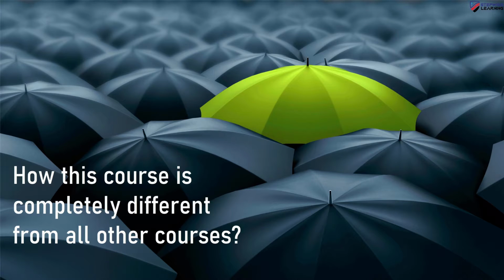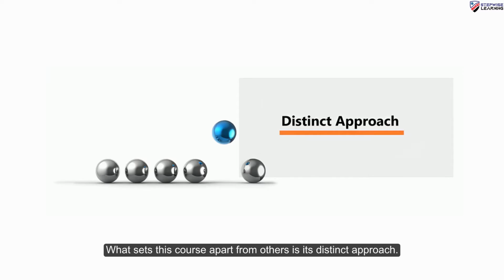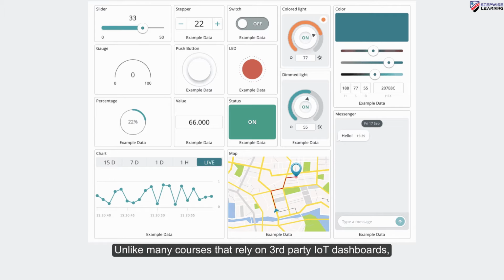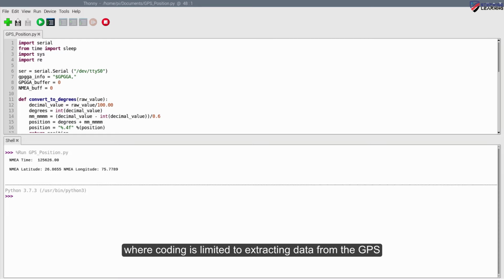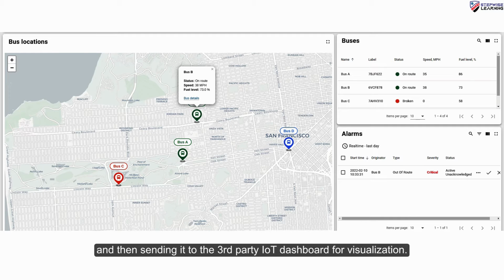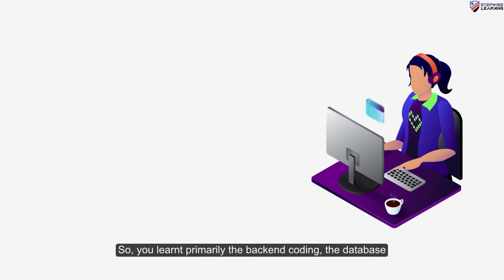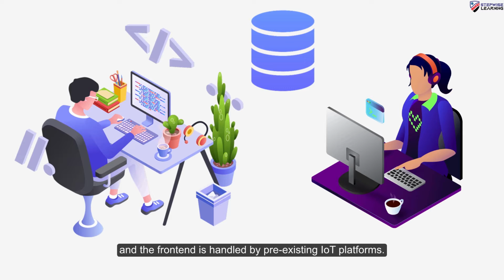How is this course completely different from all other courses? What sets this course apart from others is its distinct approach. Unlike many courses that rely on third-party IoT dashboards, where coding is limited to extracting data from the GPS and then sending it to the third-party IoT dashboard for visualization, you learn primarily the backend coding. The database and the frontend are handled by pre-existing IoT platforms.